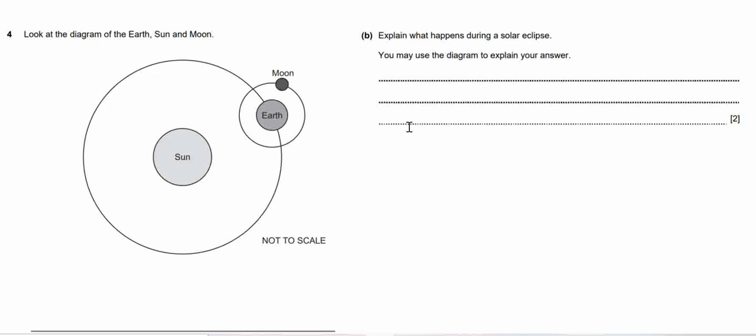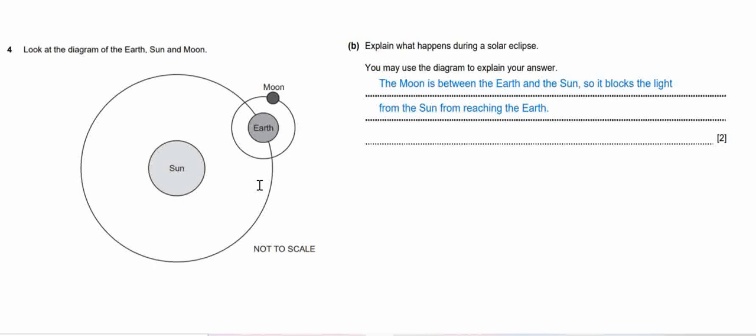Okay, so explain what happened during a solar eclipse. So let's open up the answer. You may pause this video if you have not finished. So the moon is between the earth and the sun. So it blocks the light from the sun from reaching the earth. That's what happened during a solar eclipse.